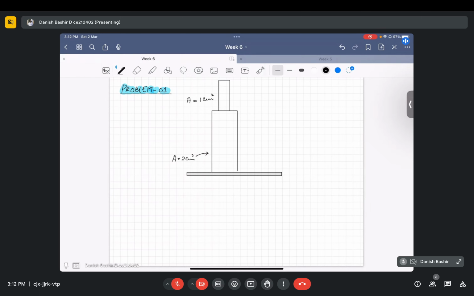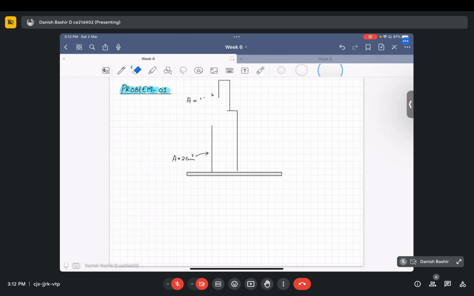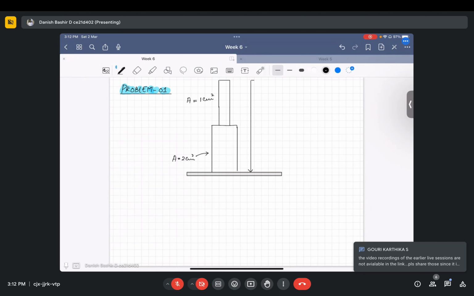Actually I have not made them of equal length. Sorry, let's make them first of equal length. I think this will make them equal length, like this and this. Let's assume both sections to be of equal length, each equal to 10 centimeter. This is 10 centimeter and this is 10 centimeter also.